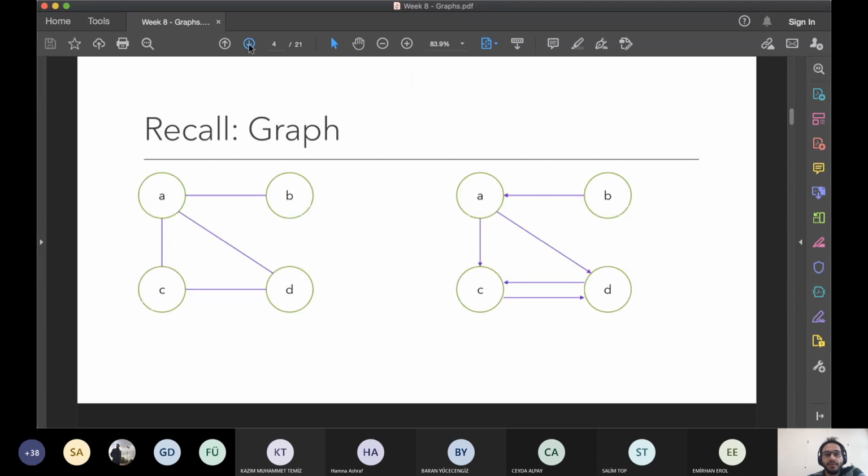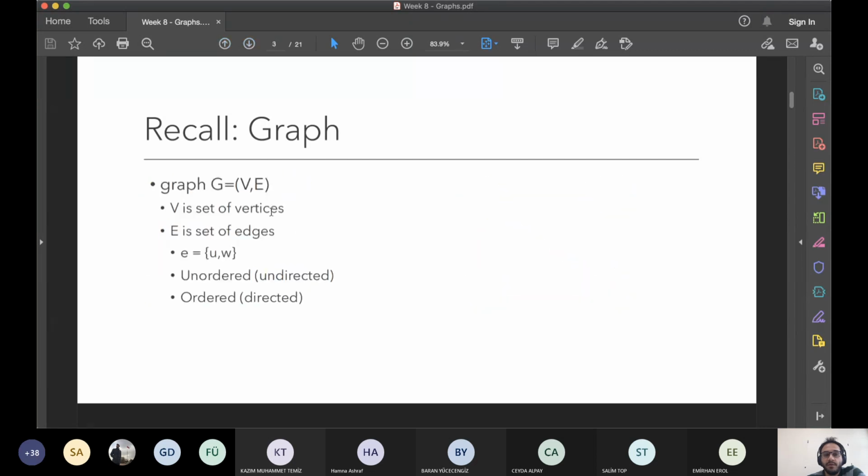So there are two vertices and they're connected with an edge. So E can be shown as U and W, where U and W are the vertices. Okay, guys, the graph can be unordered, I'm sorry, this U and W can be provided as unordered, which means the graph is undirected. And there can be ordered, where UW is different from WU, which means that this is directed.